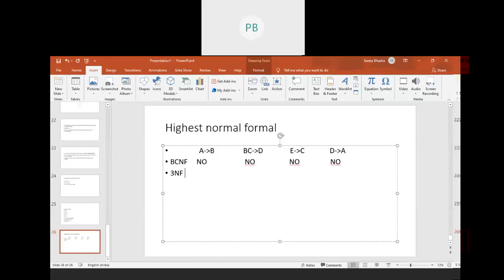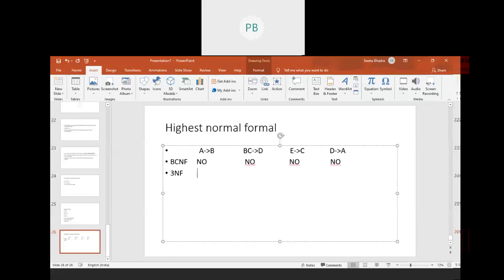Then if it is not in BCNF, we'll go for checking the third NF. So what is the criteria? The LHS must be a candidate key, or the RHS must be a prime attribute, or the LHS must be a super key.